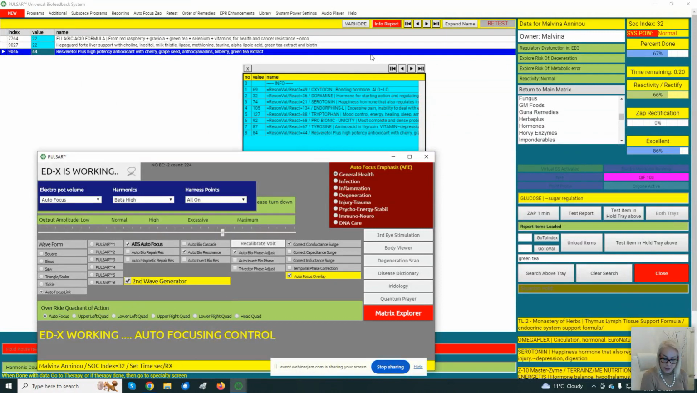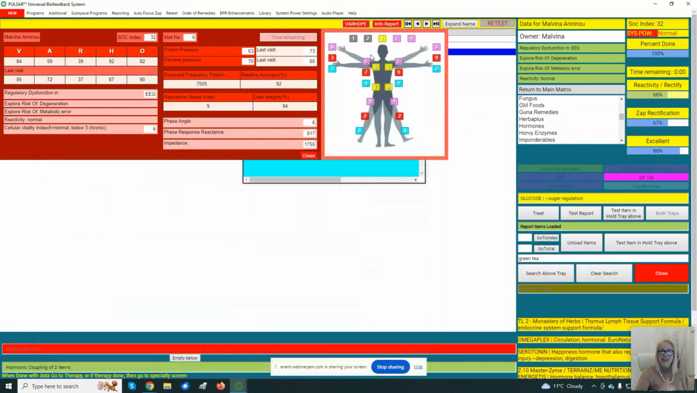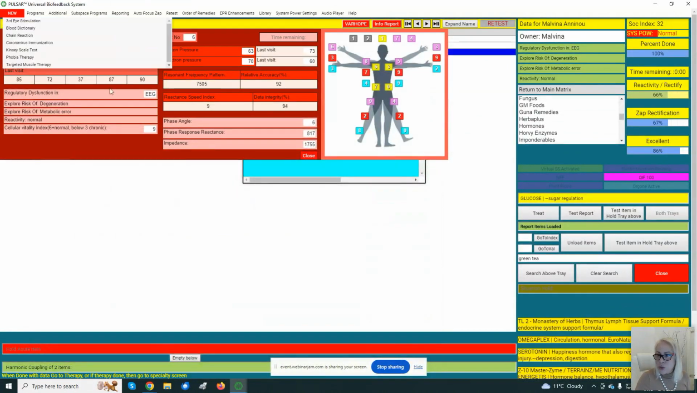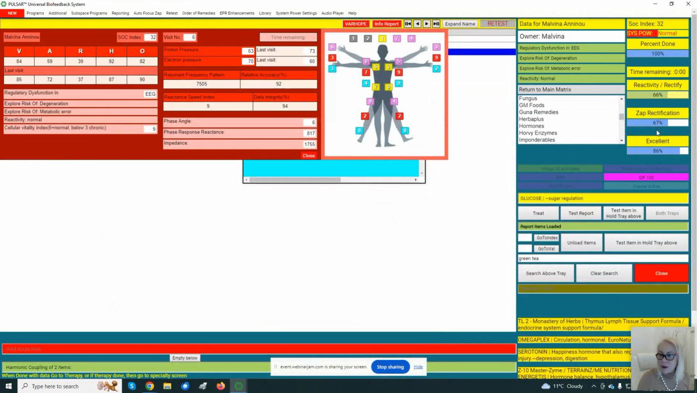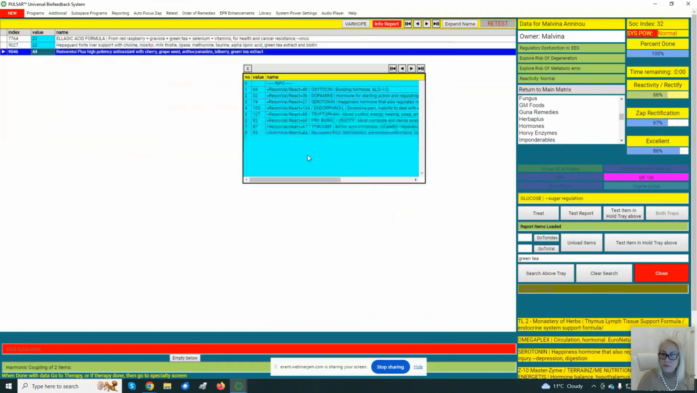Sleep is very, very important. Sleep is therapeutic. It's your reset. It's like closing your laptop and reopening it. It cleans everything. It detoxes you. Okay, so we got a zap rectification of 67, which is great. Not great, it's so-so. I would want more, but I'm not going to do it now for time purposes.